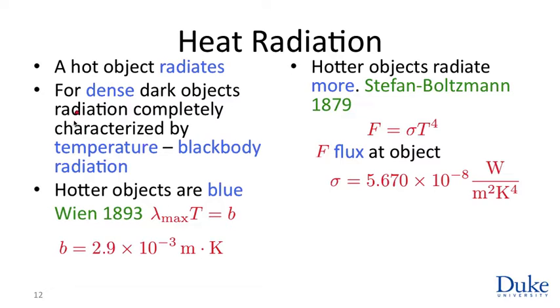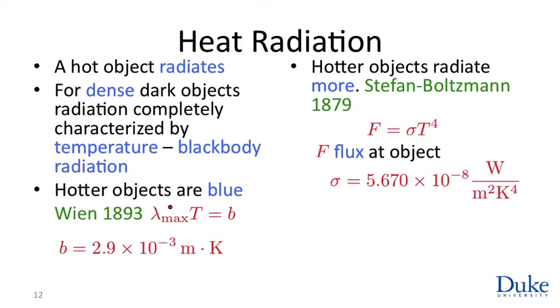It turns out that the nature of the radiation produced by a warm object, if it's dense, is essentially a property of light and thermodynamics and has nothing to do with the object itself. And this is called blackbody radiation, and it has two important properties. One is that hotter objects are blue. This despite the fact that blue is a cold color and red a warm color to our intuition.